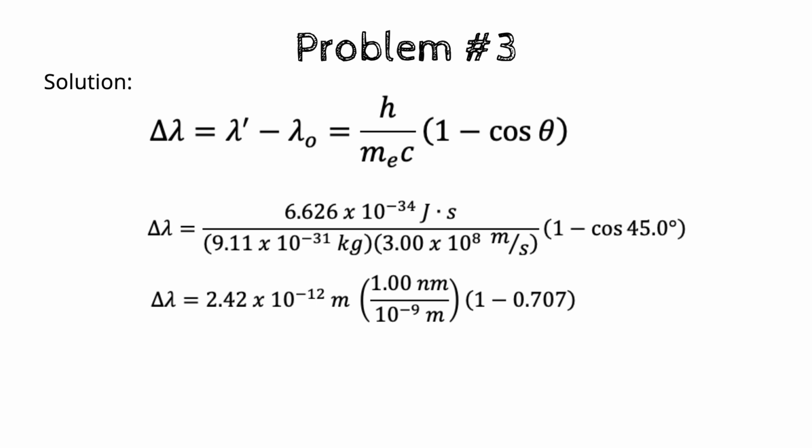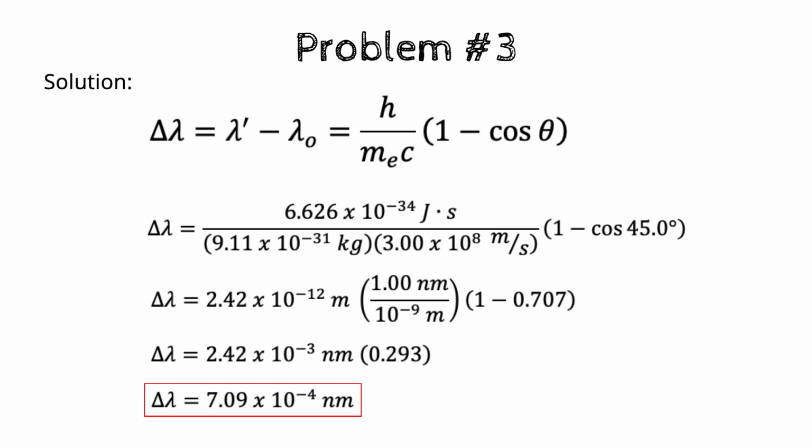We place the conversion factor of nanometer. 1 nanometer is equivalent to 10 to the negative 9 meter. The wavelength shift is now 2.42 times 10 to the negative 3 nanometer, times 0.293. So the wavelength shift of the scattered X-rays is 7.09 times 10 to the negative 4 nanometer.